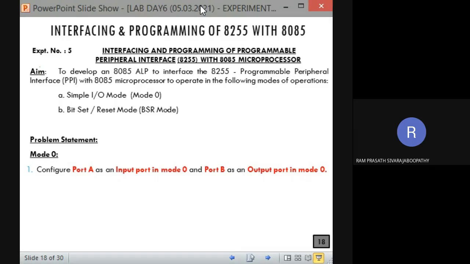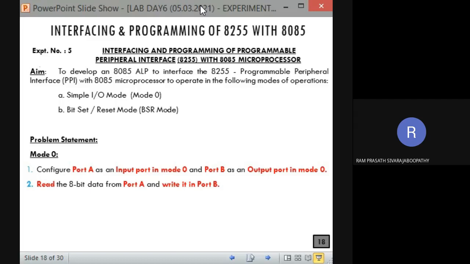Port A as input in mode 0 and port B as output in mode 0. Kindly note down. Port A vai input configure pannu, port B output configure pannu in mode 0. That is the first thing we have to do. Fine. So இப்போ எந்த போர்ட்ல இன்புட் டிவைஸ் கனெக்ட் பண்ண போறோம்? போர்ட் A ல. எந்த போர்ட்ல அவுட்புட் டிவைஸ் கனெக்ட் பண்ண போறோம்? போர்ட் B ல. That's all.